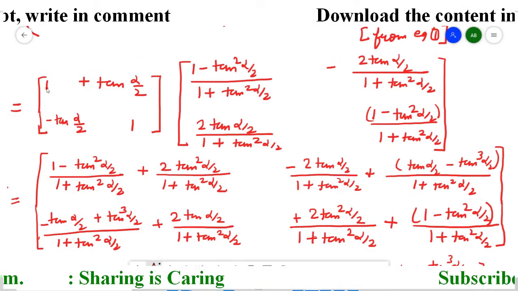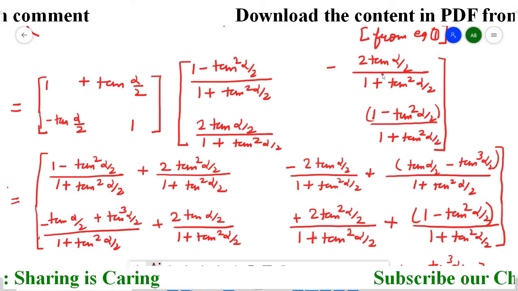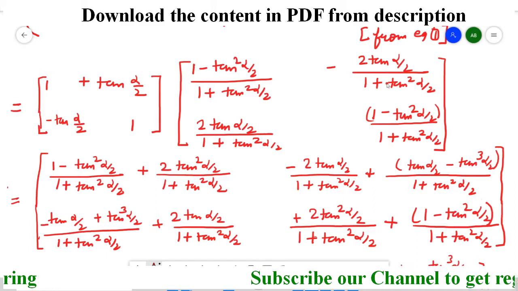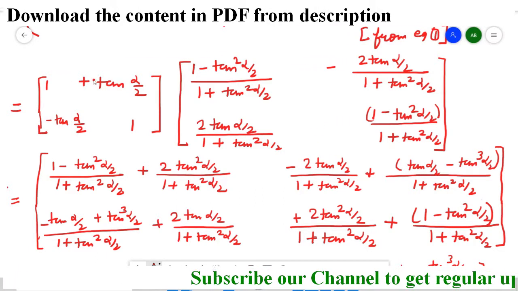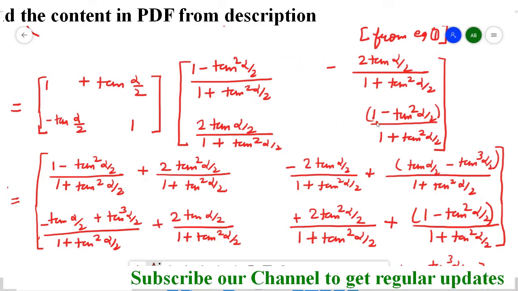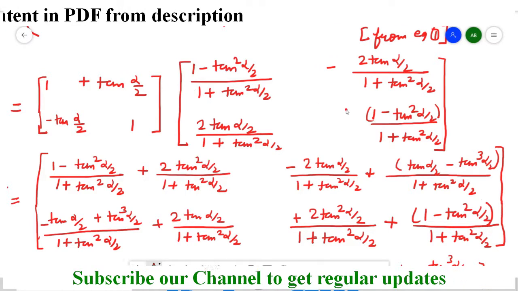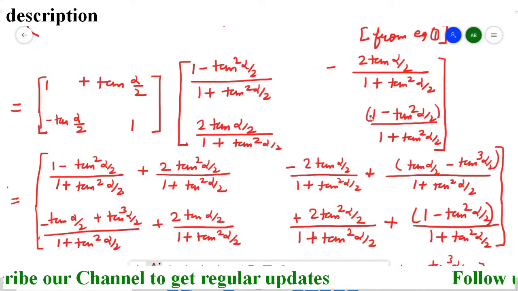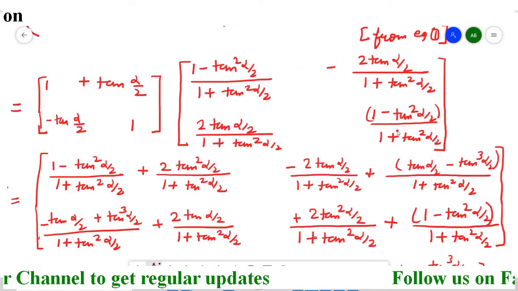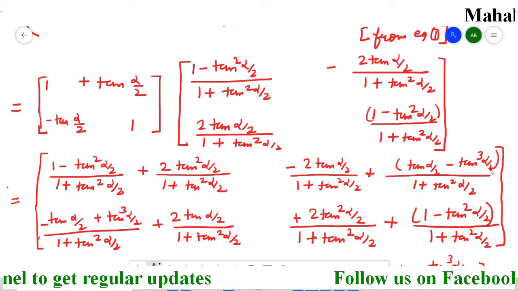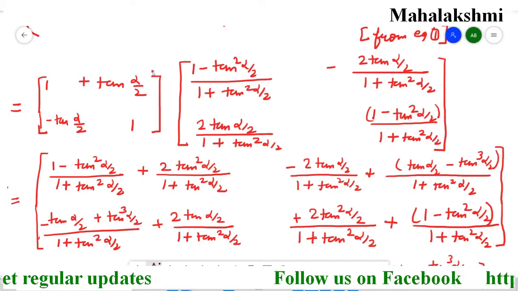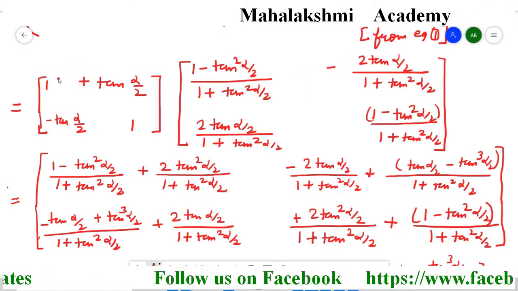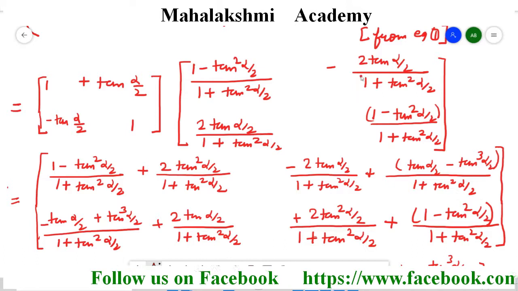Similarly, first row will multiply by the second column. So this 1 will multiply by this minus 2 tan alpha by 2. So we will obtain this. And then this tan alpha by 2 will multiply by this term. So this will enter in the bracket and it will multiply by both. So here you will get tan alpha by 2 and it's going to be tan cube alpha by 2. So how do we obtain this? First row multiplied by the second column. So 1 will multiply by this term, so this term as it is appeared here.